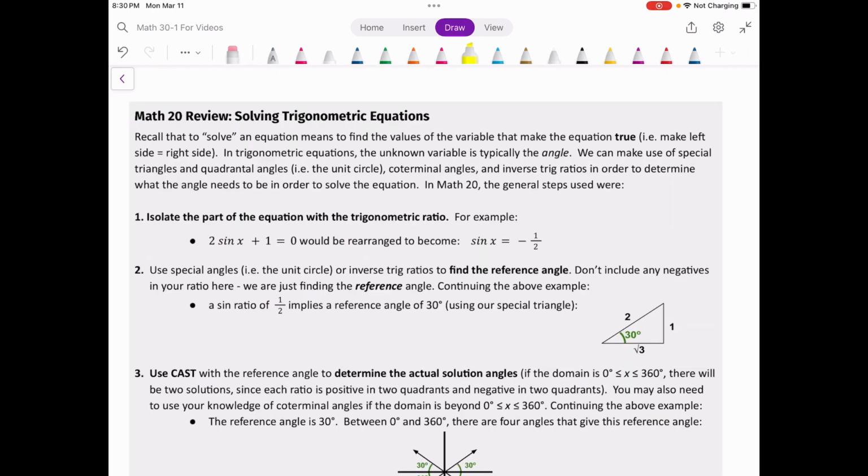Let's start out with a little bit of review from Math 20 here, and even a review of one of the most fundamental concepts in math. What does it actually mean to solve an equation? Well, it means you have some unknown value in your equation, and solving that equation means figuring out what that unknown value is. In other words, find the value of the variable that would make the equation true, that is, make the left side equal the right side.